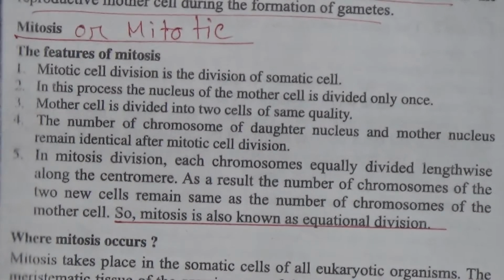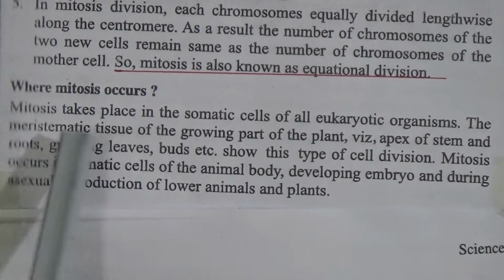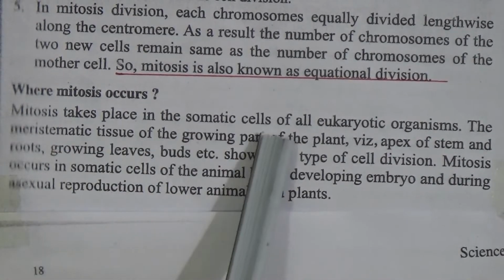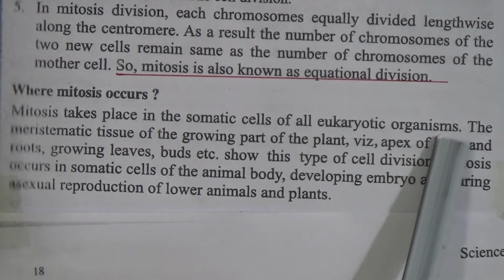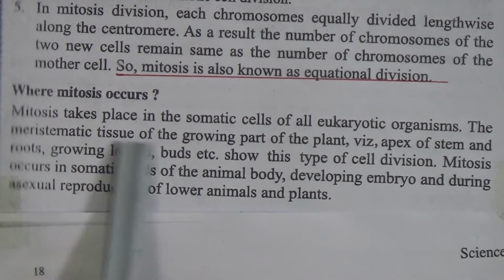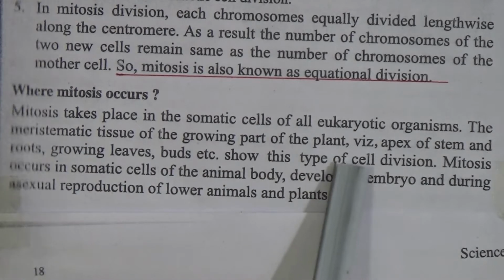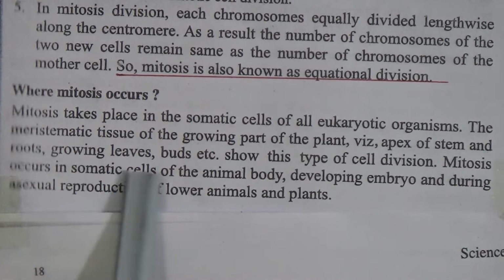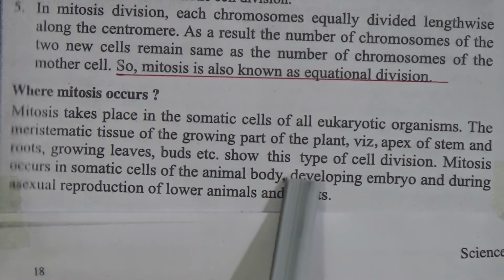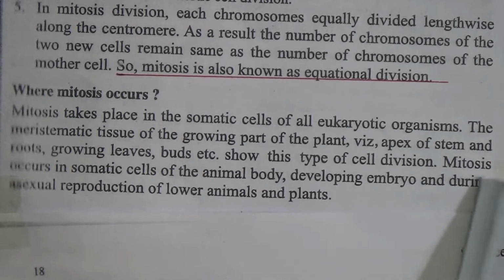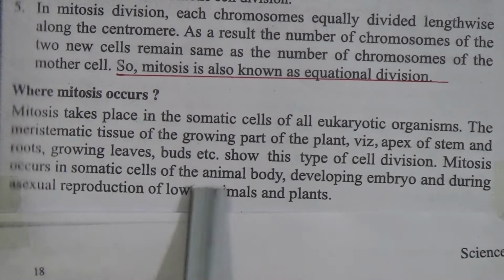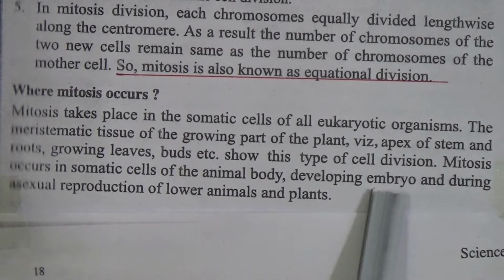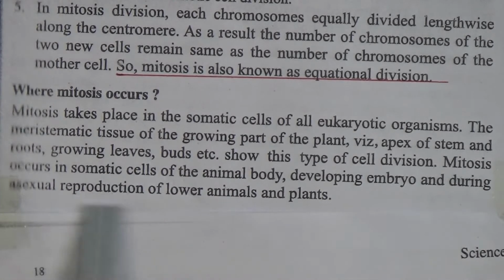Now come to where mitosis occurs. Mitosis takes place in the somatic cells of all eukaryotic organisms. The meristematic tissue of the growing parts of the plant, viz. the apex of stem and roots, growing leaves, buds, etc., show this type of cell division. Mitosis occurs in somatic cells of the animal body, in the developing embryo, and during asexual reproduction of lower animals and plants.